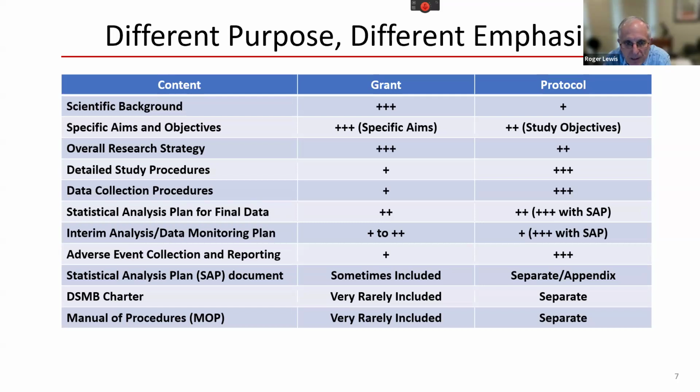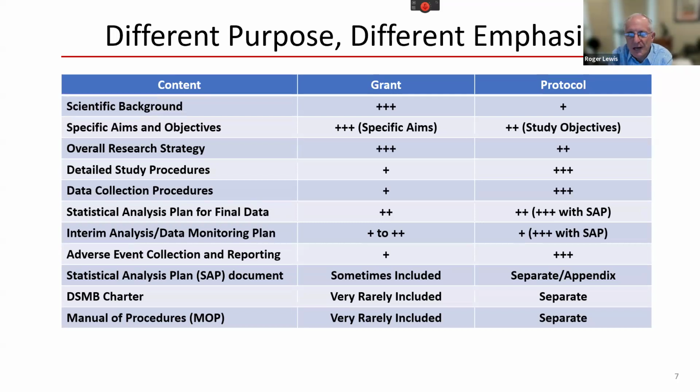Some do, some don't. The statistical analysis plan for your final data analysis is moderately detailed in both a grant and a protocol, but it is very detailed in the SAP. So the SAP will have much more detail, and the SAP, the statistical analysis plan, will override both the grant and the protocol if there are discrepancies. So if the grant and protocol fail to mention something, but it's included in the SAP, in terms of the analysis, the SAP takes precedence.